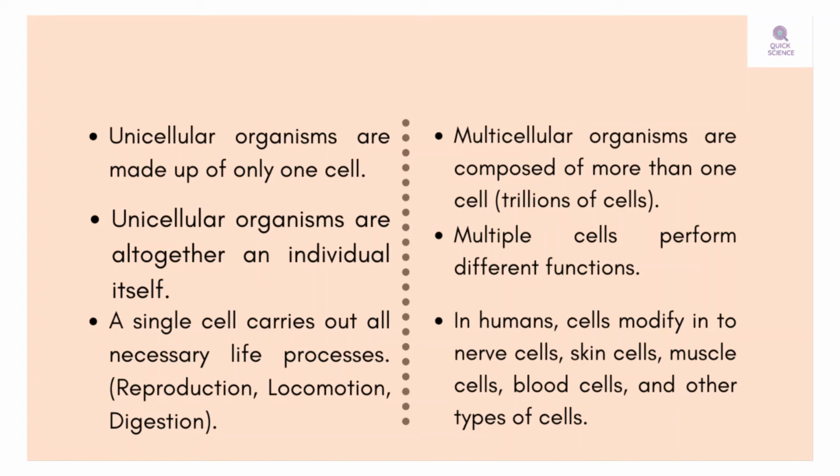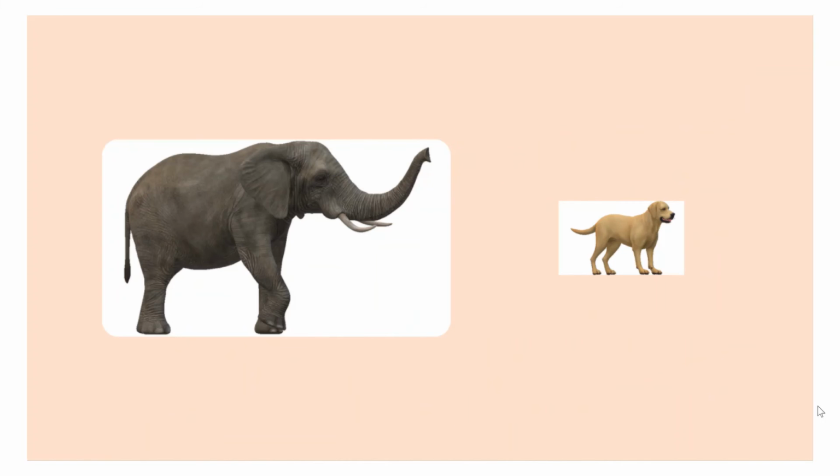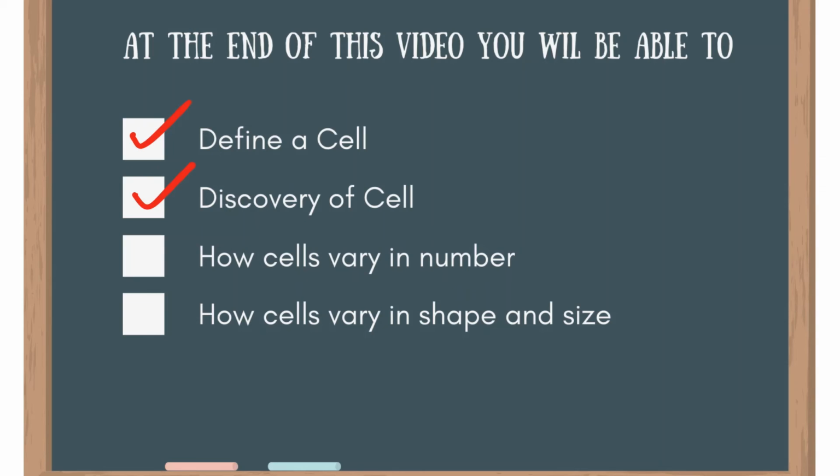Say for example, in humans, there are nerve cells, skin cells, muscle cells, blood cells and other different types of cells to perform different functions. Number of cells can vary depending on the size of an organism, just like an elephant and a dog example. Obviously, an elephant will have more cells than a dog, whereas the size of the cell remains the same. Now we have understood how cells vary in number. Let's move on to the last segment of the video. In that, we shall understand how cells vary in shape and size.